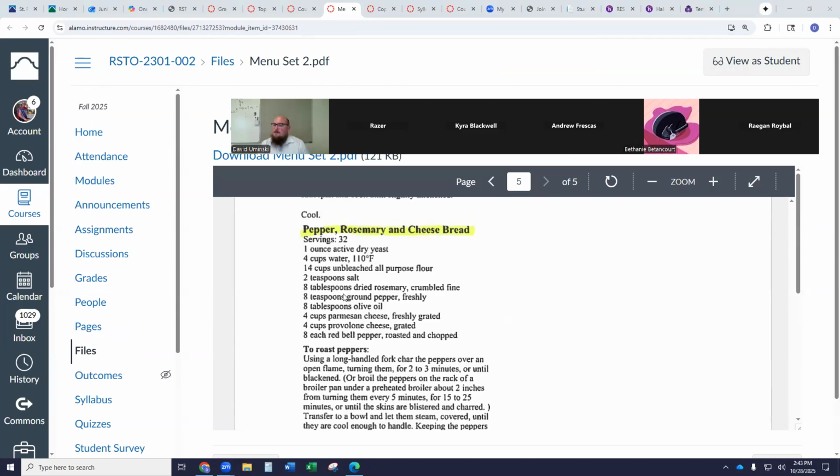8 ounces. No, how many ounces are in 1 tablespoon? Half an ounce. So half an ounce, that's 4 ounces. There you go. Cool. Never mind.